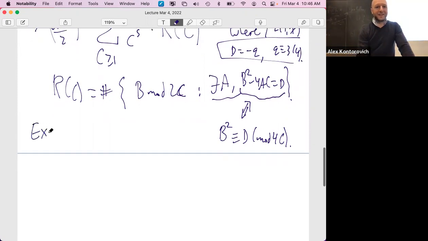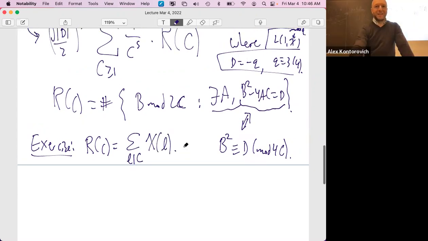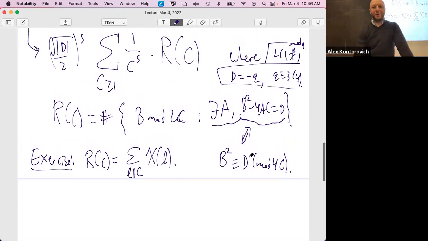Let me leave the rest of it as an exercise: to show that r of c is actually the sum over divisors l dividing c of this character, chi of l. One way to see that is to break the equation you're trying to solve into prime powers. If c is a prime, then this is exactly 1 plus chi of that prime. Does that make sense? Should I say that more slowly?